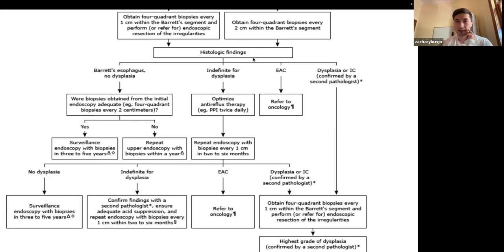Likewise, if the histological findings are indefinite, then their medical therapy should be optimised, and they should get a pretty close interval repeat endoscopy with rebiopsying in 2 to 6 months, because there's obviously a chance that they could be upscaled in their disease in a way. EAC just stands for esophageal adenocarcinoma, and obviously if that's identified in the biopsy, then they're managed as per the cancer pathway.